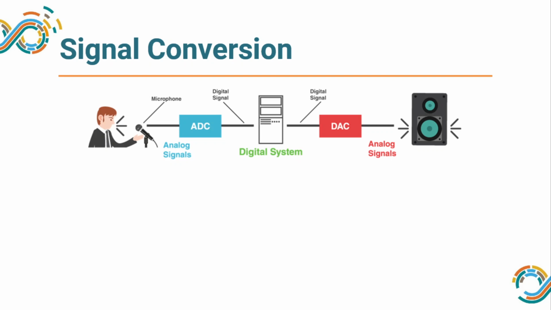Have a look. This is an example where the person is speaking into the microphone. The speech signal is analog. Now we are going to hear the amplified output through a speaker, which will also be analog in nature. But in between, to amplify the signal from the person to the speaker, we need a digital system. A digital system is not capable of understanding the analog signal.